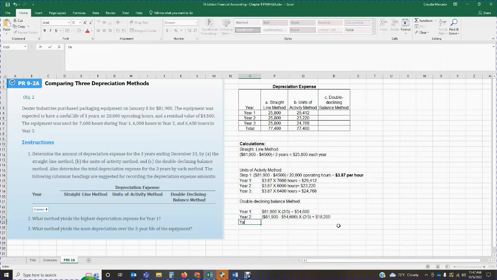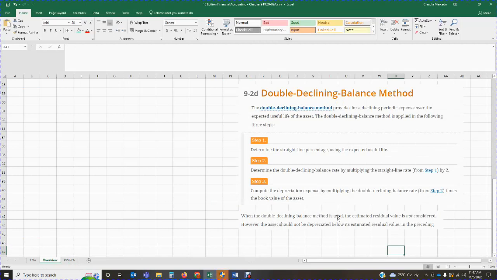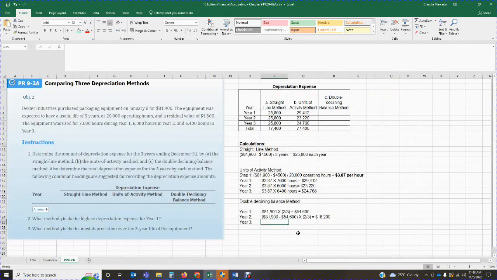Okay. Now, year number 3 is complicated. Why? Because if you recall, the double declining balance method does not consider the residual value at the initial calculation. However, the asset should not be depreciated below its estimated residual value. When you get to that last year of depreciation, you have to remember: this is the last year of depreciation and I can't go below my salvage value.